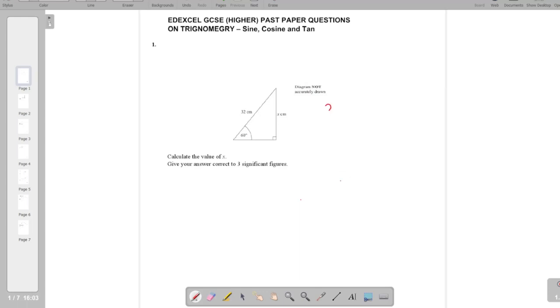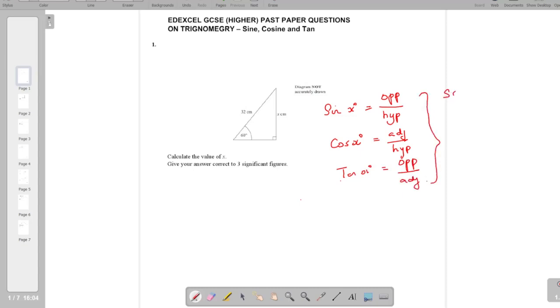So before that, we will just look at the rules. Sin x is equal to opposite side over hypotenuse. Cos x is adjacent over hypotenuse. Tan x is opposite over adjacent. These are the rules we are going to use. We can say SOH CAH TOA, easy to remember.